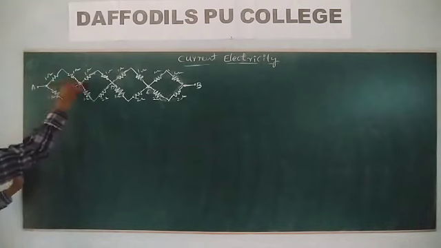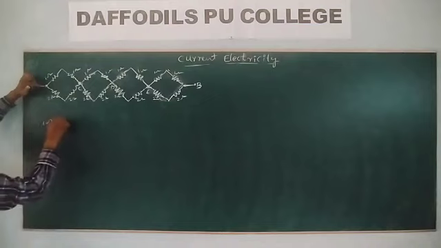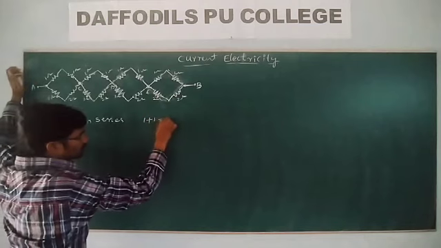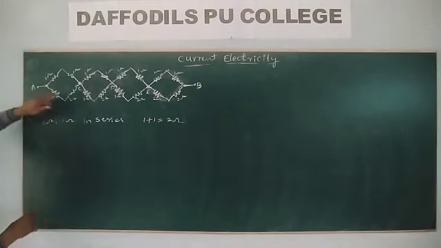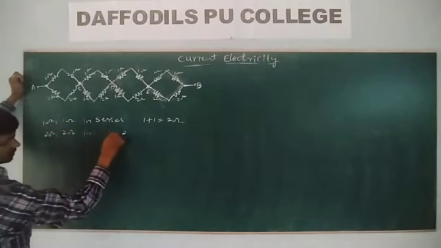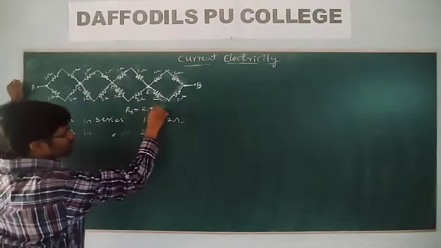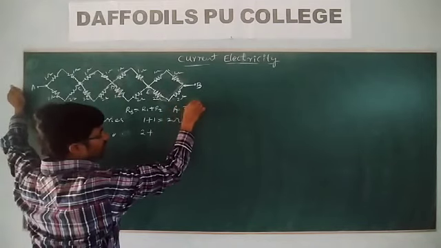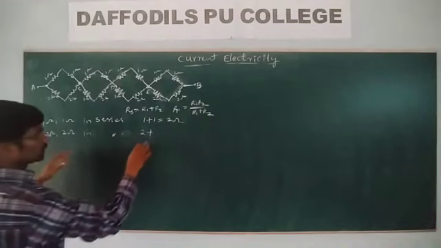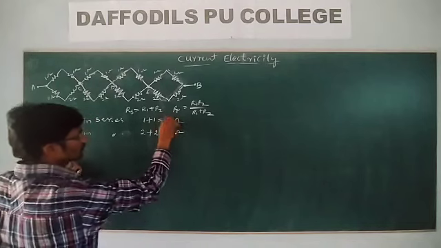Now the resistance between A and C, let us take. For this loop, 1 ohm and 1 ohm are in series. Then what is the equivalent resistance? 1 plus 1 is 2. And 2 plus 2 is 4.